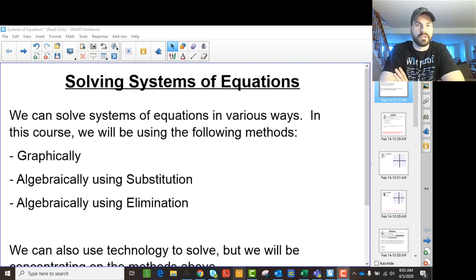We are going to discuss solving systems of equations, and we have basically three ways that we need to discuss how to solve systems of equations. One is graphically, and you can solve a system of equations graphically either using technology or by doing it by hand. So we'll talk about both of those. I'll show you both of those. And then there are two algebraic methods of solving systems of equations, substitution and elimination.